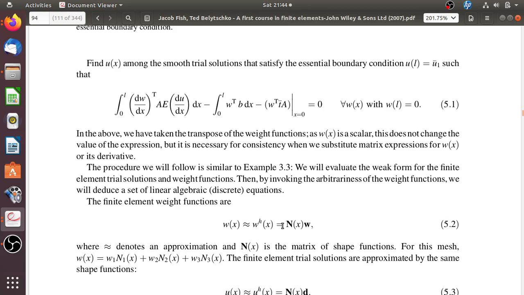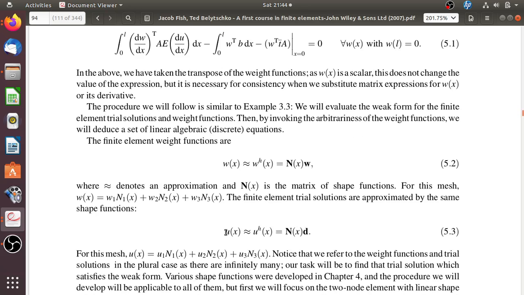And this dot product between N and w, okay, will give me this w, and similarly I will have a function for u as well, okay. So this is how I am approximating this w. So this is to denote the approximated w, and this is to denote the approximated u, okay.